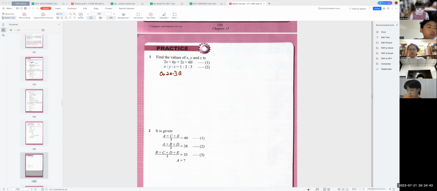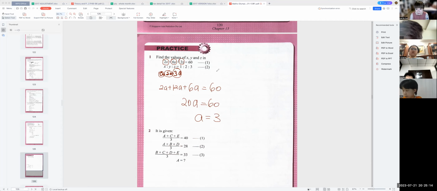Okay, very good. So now let's move forward. If x is a, so 2x equals 2a, correct? Y equals 2a and 6y equals 12a, correct? And if z is 3a, then 2z equals what? 6a. Okay, so everybody, we have 20a equals 60. So a equals what? a equals 3. So that's why x equals 3 and y equals 6 and z equals 9.